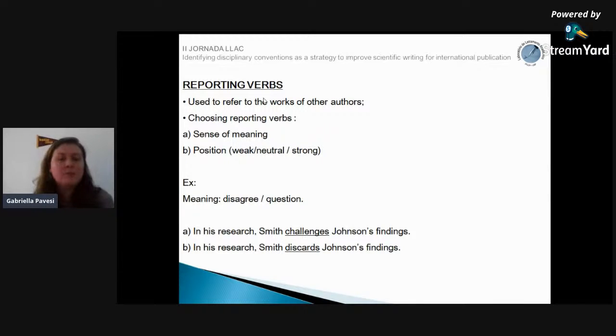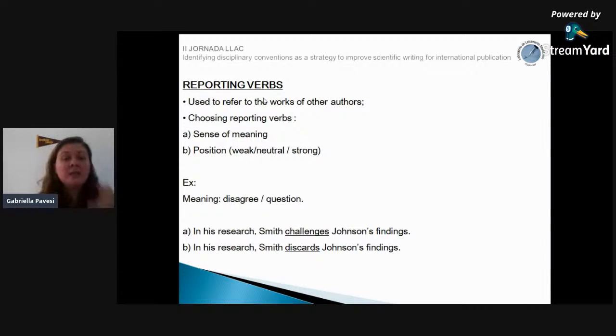So to illustrate what I mean when I'm talking about position in the stance that you take, I brought an example of two sentences with two reporting verbs that have very distinct positions, right? The sense of meaning here for both verbs is to disagree or to question. And then we have two sentences, one using challenges and one using discards.